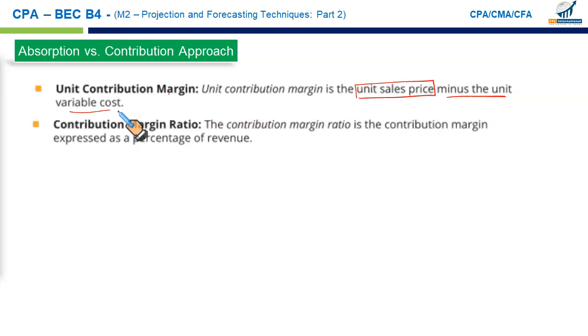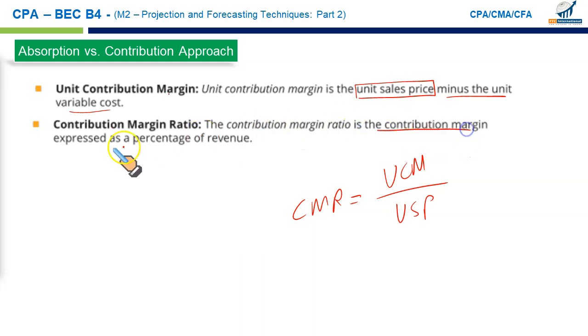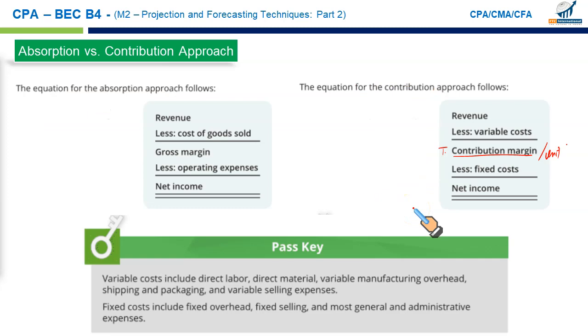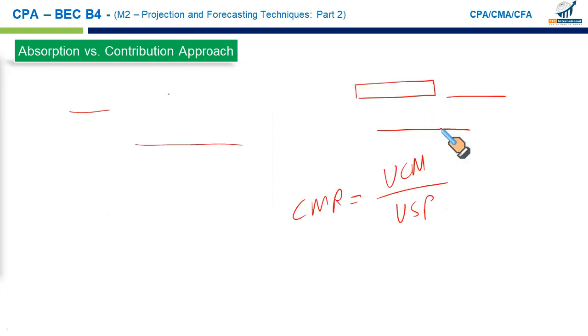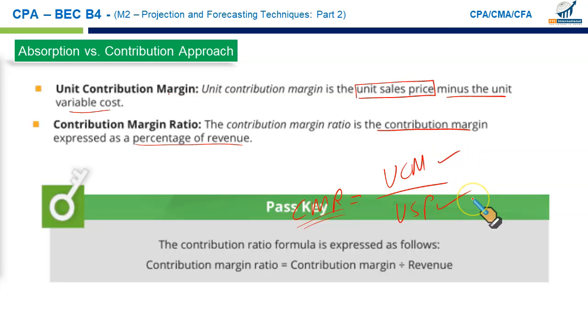But when you say the contribution margin ratio, it is equal to the unit contribution margin divided by the unit selling price. Contribution margin expressed as a percentage of revenue. You can calculate it on per unit basis, or you can also calculate on the total basis. The result would be the same, contribution margin divided by the revenue. So UCM upon USP, or the total contribution divided by the total revenue, you will get the same result. See, contribution margin upon revenue, I just told you this one.